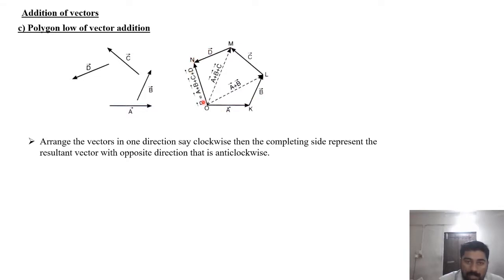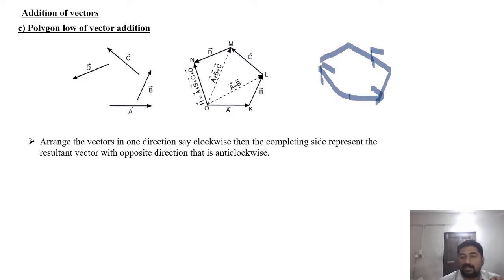Then you complete the last. If I draw this, this is your first A, this is your B, this is your C and this is your D. So the polygon is not completed. You have to complete it with the resultant vector. These all have this type of arrow, and the resultant vector is opposite to that direction. This is anti-clockwise, and all other vectors are clockwise. So the resultant is opposite to that of all the vectors.